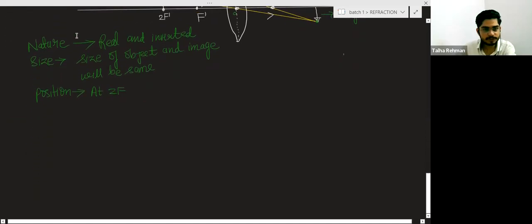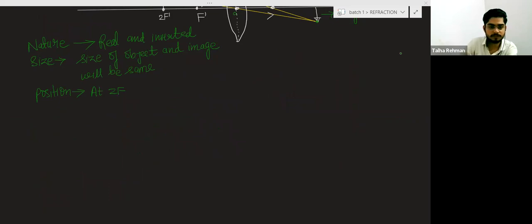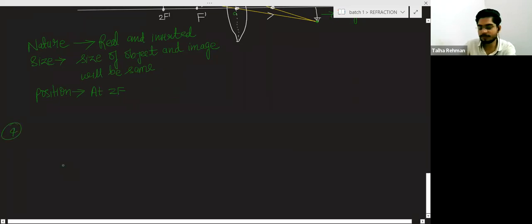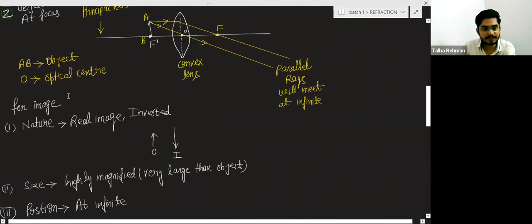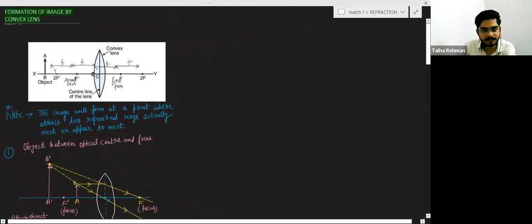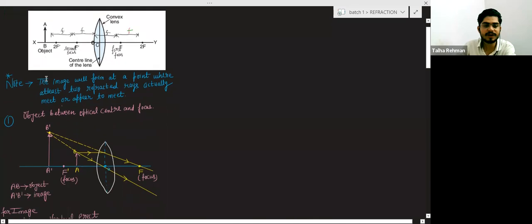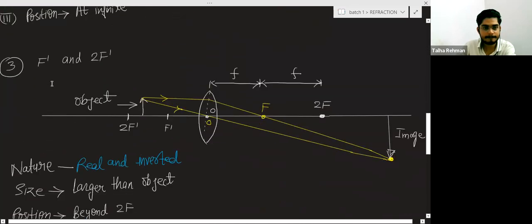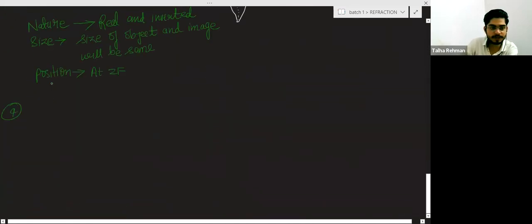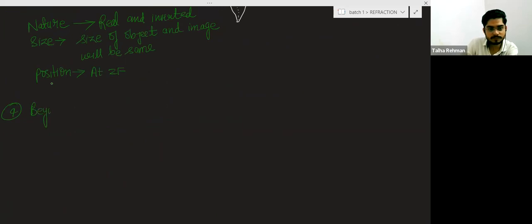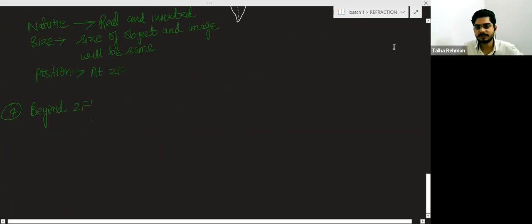Okay, moving to the 4th case. Fourth case, you can guess, means earlier I placed the object here. Now I will place the object beyond this 2f dash. Simple. So you will write here beyond. What is beyond 2f dash? Object is beyond 2f dash.